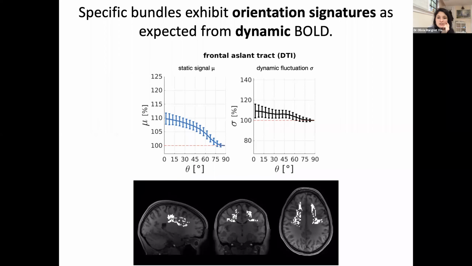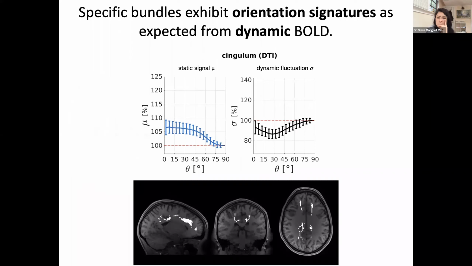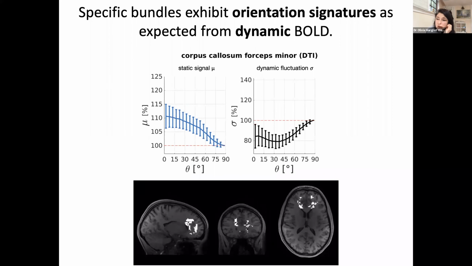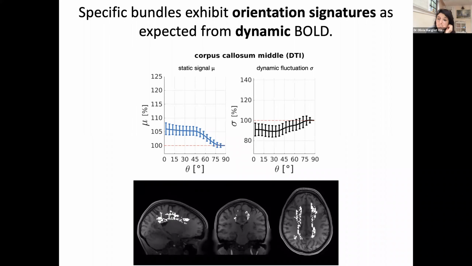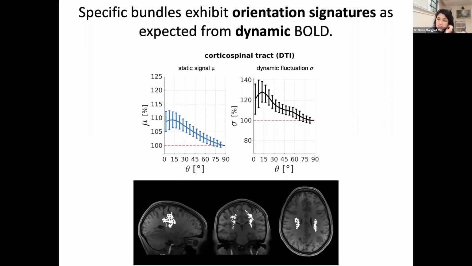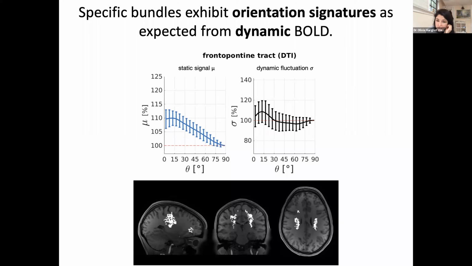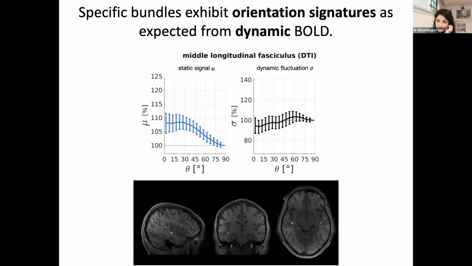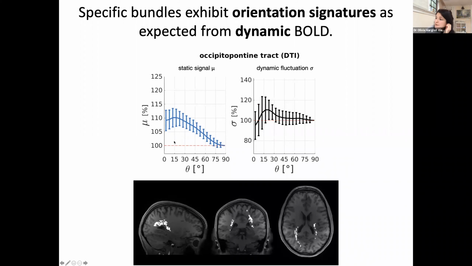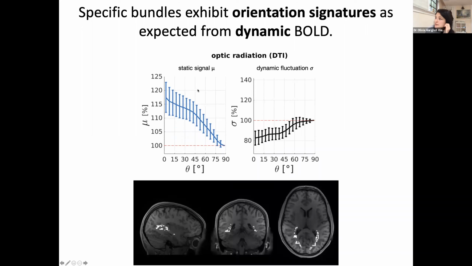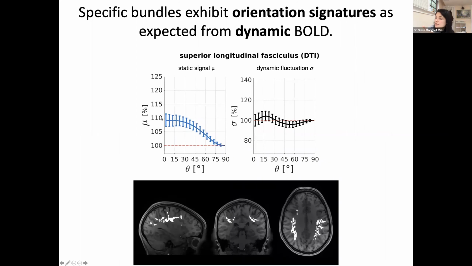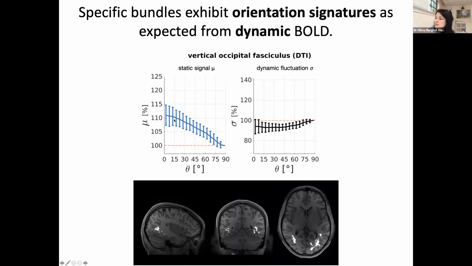So here's a GIF run through of all fiber bundles. We can see that orientation dependencies within the individual bundles are diverse, and the dynamic fMRI fluctuation has distinct orientation signatures in different bundles. Many are showing the negative orientation bias of dynamic BOLD, but some don't show this at all. So first of all, you should notice that within all of these fibers, all of them show the same positive orientation effect in the static signal.